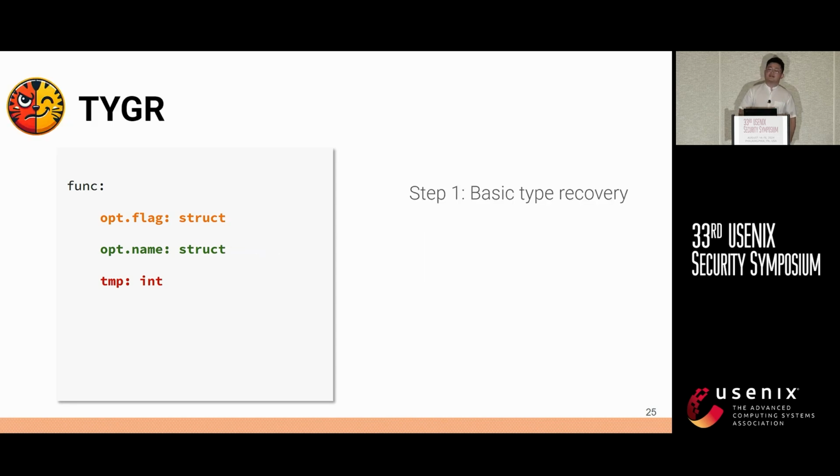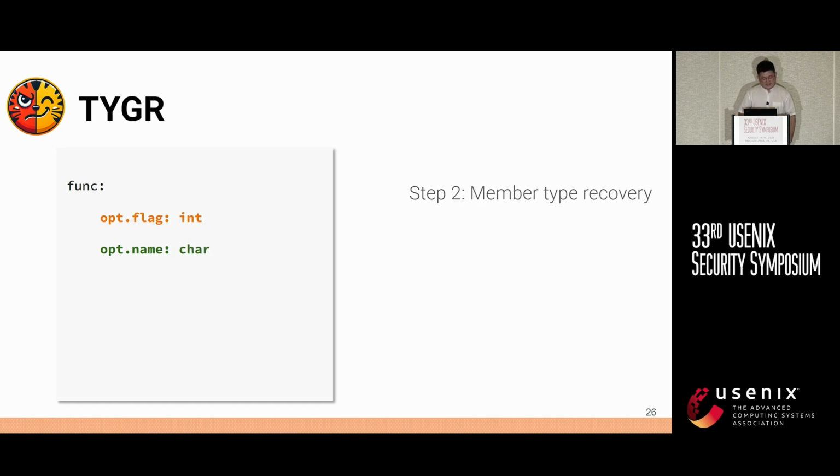So how do we do that? How does TYGR do that? We split the problem of type inference for structure type into 2 steps. In the first step, we are trying to recover the basic type, like the primitive type. In this step, we are trying to recover .flag, .name as struct. We are trying to tell whether a given memory location or register location belongs to a struct or not.